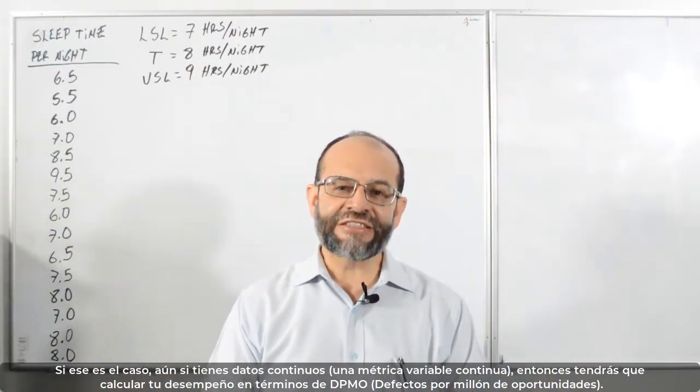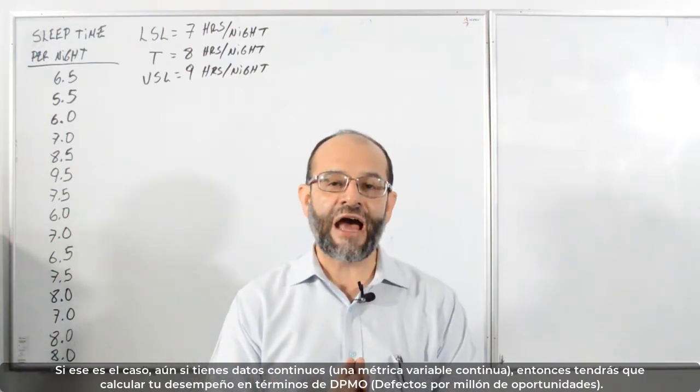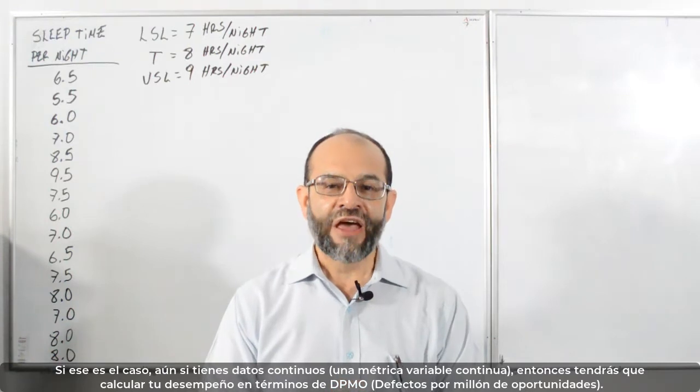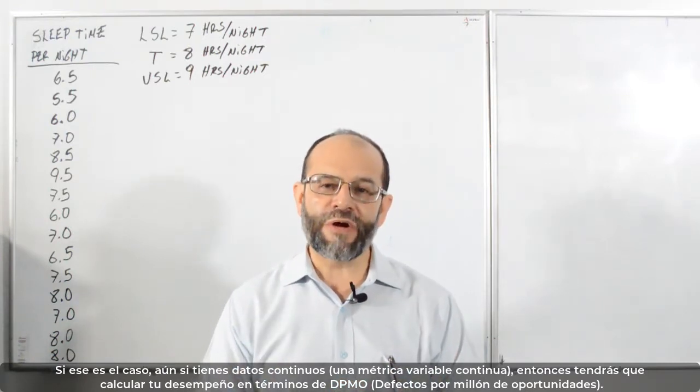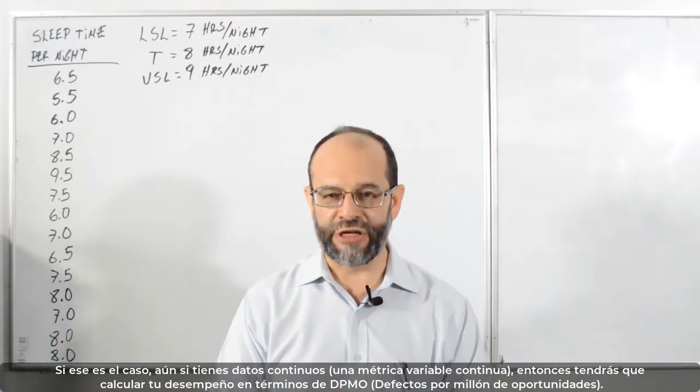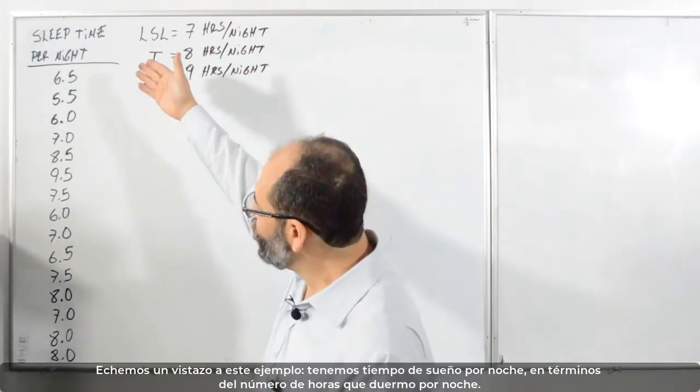If that is the case, then even if you are having continuous data, a quantitative variable metric, then you have to calculate your performance in terms of DPMO, defects per million of opportunities. Let's take a look at this example.